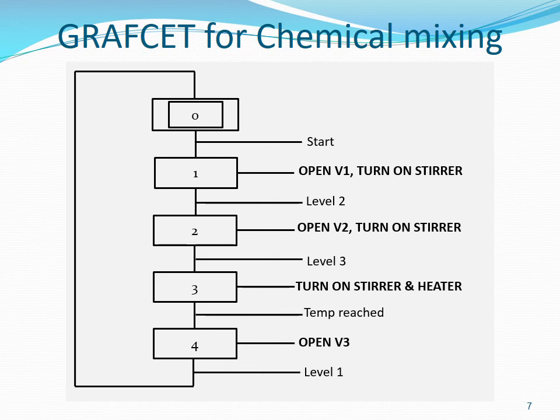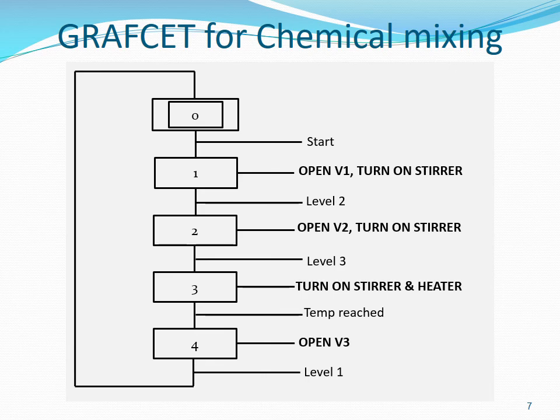In step 2, valve V2 is opened and the stirrer is turning. Valve V2 allows the second chemical to be added into the mixer. When the level in the mixer gets to level 3, the system moves from step 2 to step number 3. During step number 3, the stirrer is turning and the heater is on. The heater makes the temperature of the mix to rise.